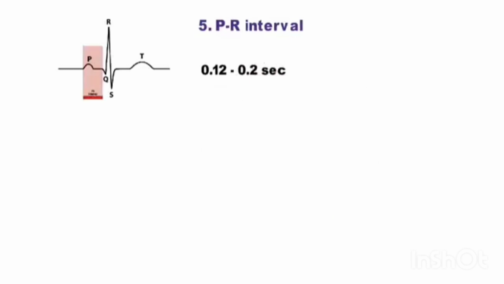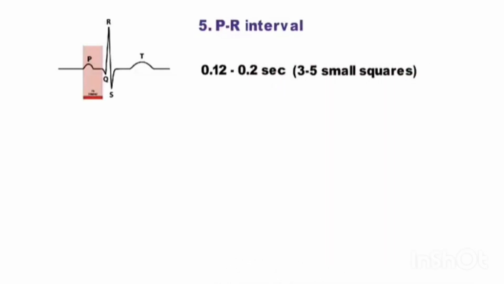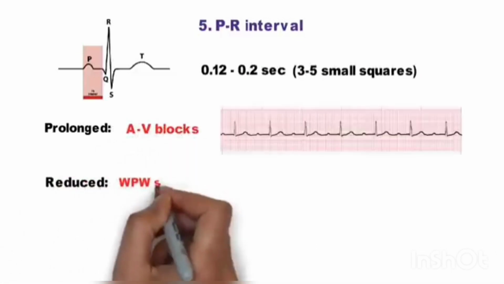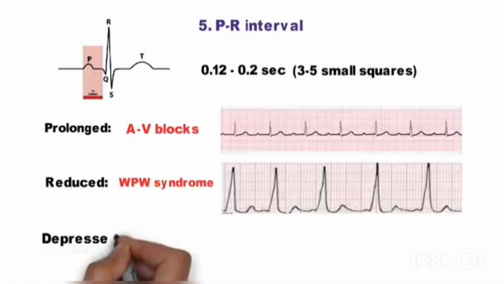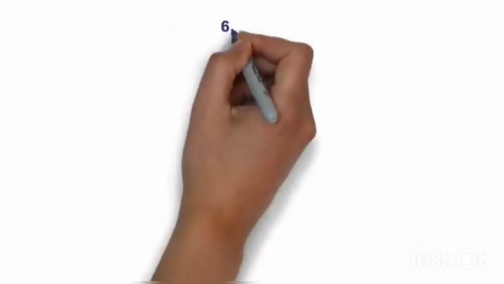Step 5 is PR interval. It is from the start of P wave to the start of Q wave. That is why some call it PQ interval. Normally, it is 0.12 to 0.2 seconds, that is 3 to 5 small squares, and it is prolonged in AV blocks. Reduced in WPW syndrome, in which there is an accessory pathway which conducts impulses faster than normal, producing a shorter PR interval. And PR interval is depressed in pericarditis cases.